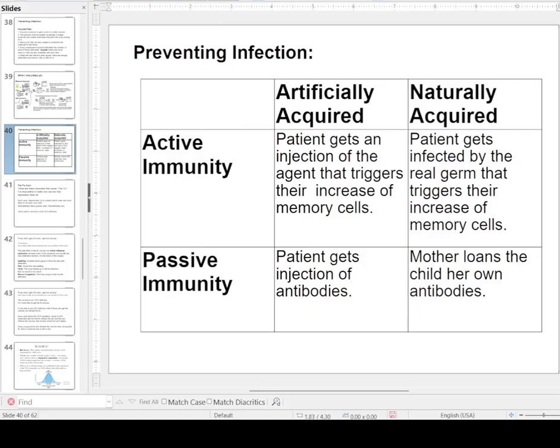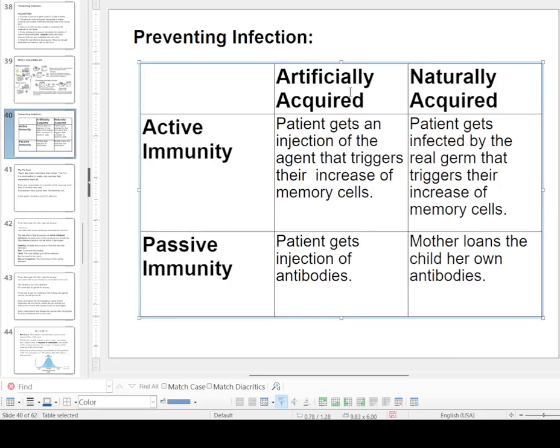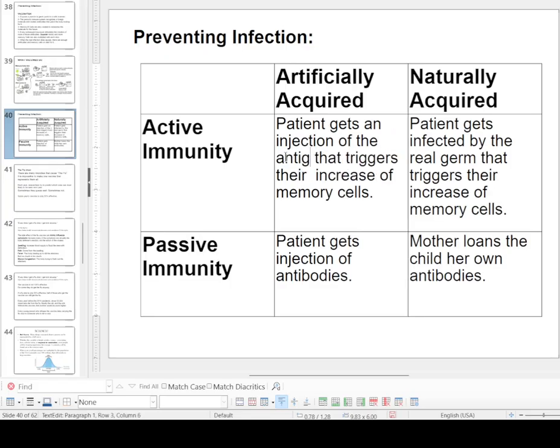A vaccine is an artificially acquired immunity. See how this chart goes? Immunity is either artificially acquired or naturally acquired. It's either active or passive. So active artificially acquired means that the patient gets an injection of the antigen, I should say antigen, not the agent, that triggers their increase of memory cells. So that's the vaccination.